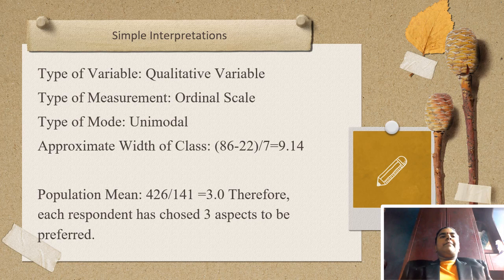The approximate width of class is 86 minus 22, the highest number of responses minus the lowest number of responses, divided by the number of classes. We got 7 aspects, so 7 classes, so the answer would be 9.14. Next is the population mean, which is 426, the total we got, divided by 141, the number of respondents. So the answer would be 3.0. Therefore, each respondent has chosen 3 aspects to be preferred in their online shopping platforms.